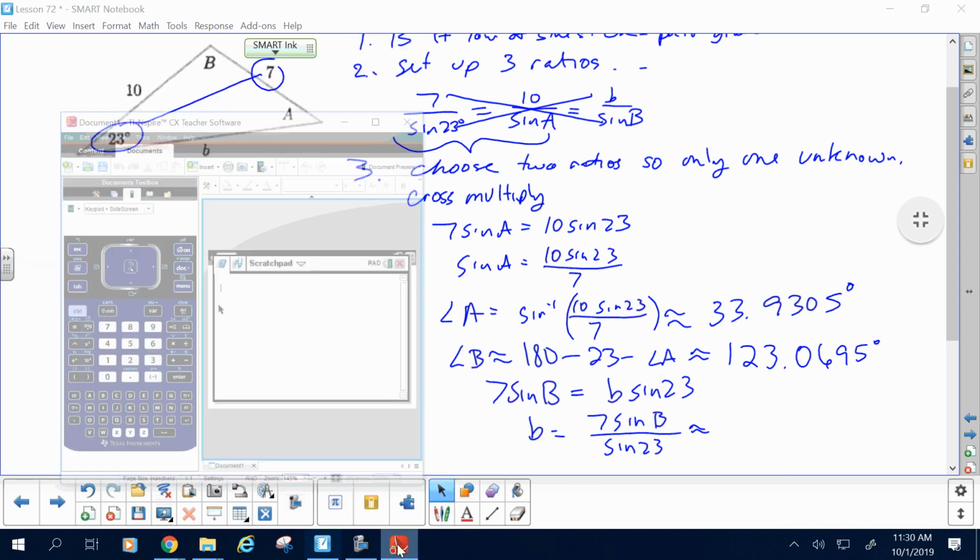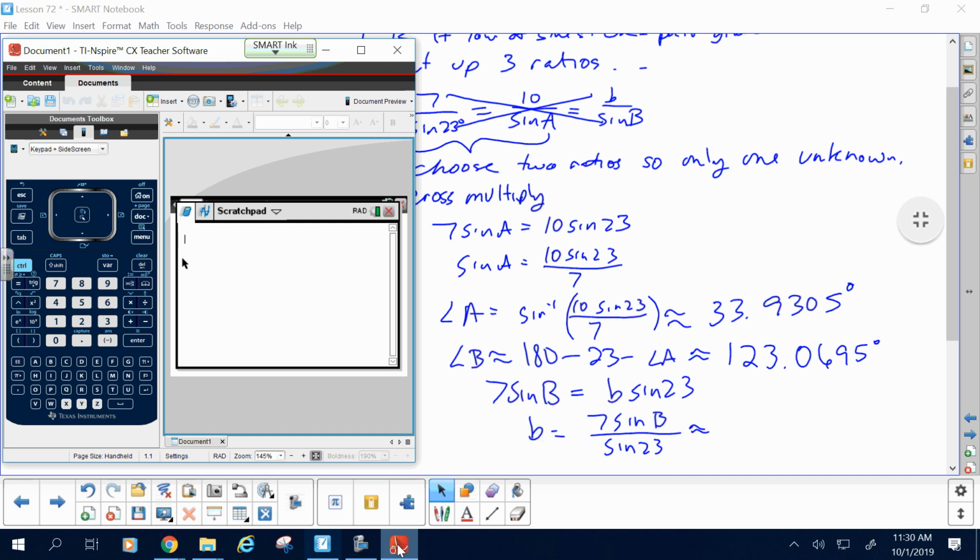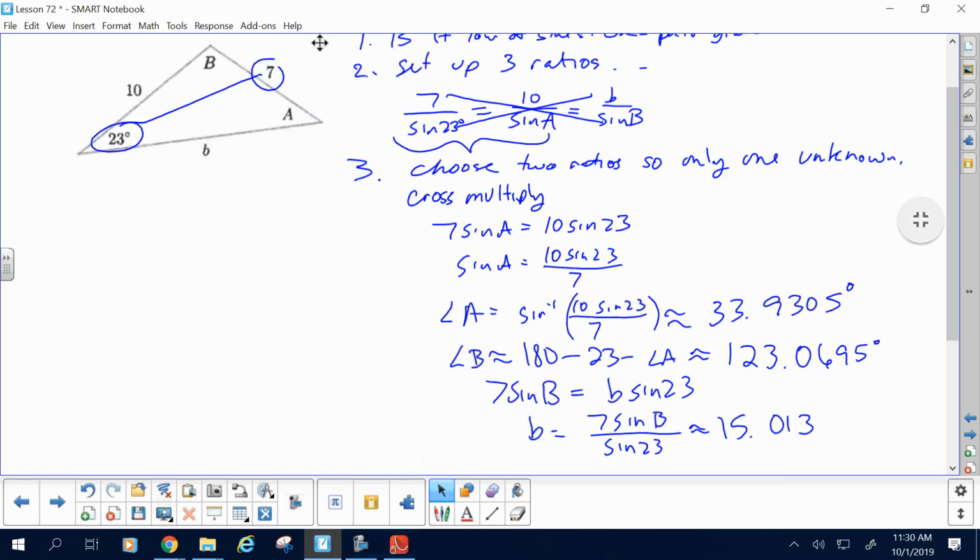15.013. Is that degrees or no? That's the length. Does it make sense that the longest side is across from the biggest angle? Yeah, that should always be the case. The biggest side is across from the biggest angle, smallest side across from the smallest angle, and so on.